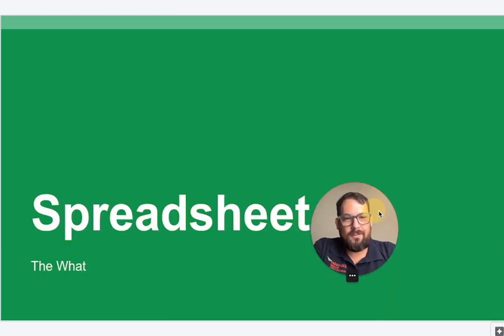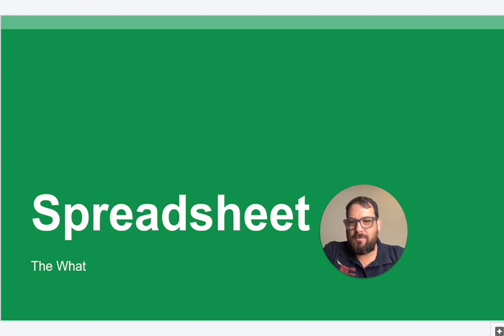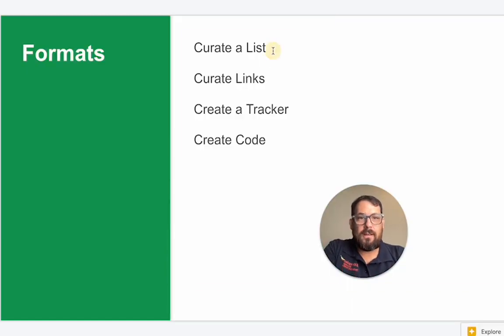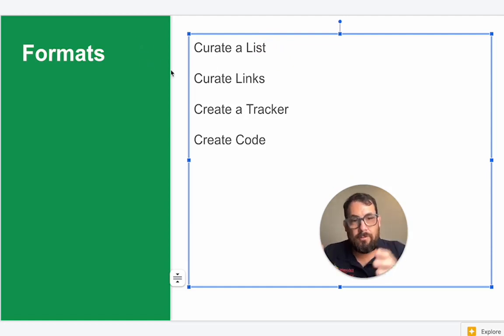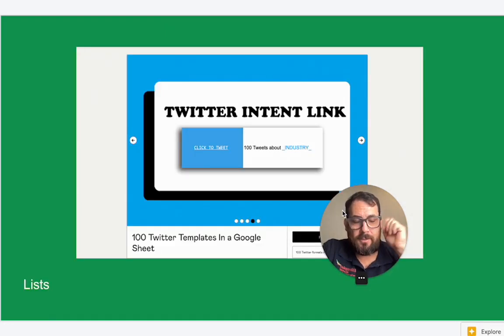So what are we doing? What is the spreadsheet that we can sell? Here are a few formats. You can curate a list. You can curate links. You can create a tracker, or you can create code inside of sheets. I will go through some examples. I sell this 100 Twitter templates. It is a list of tweets.